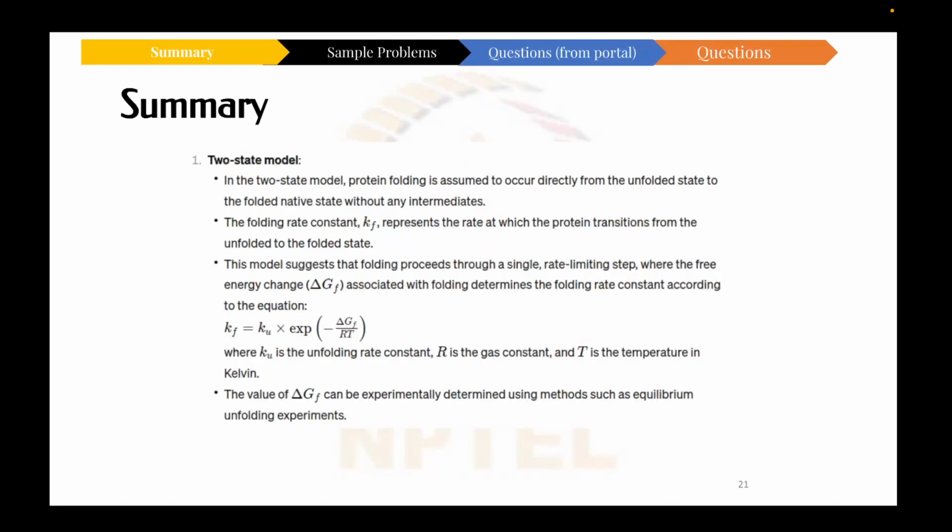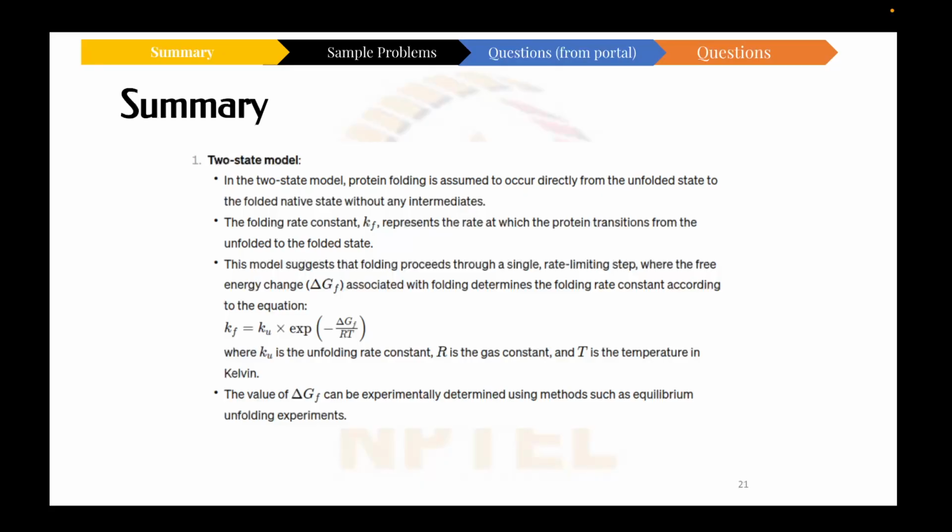So now we'll start with the models in protein folding. Protein folding is a dynamic process where a polypeptide chain assumes its functional three-dimensional structure. Understanding the kinetics of this process is crucial for elucidating how proteins achieve their native states and perform their biological functions. The two-state and three-state models are simplified frameworks commonly used to describe protein folding kinetics, each offering insights into different aspects of protein folding.